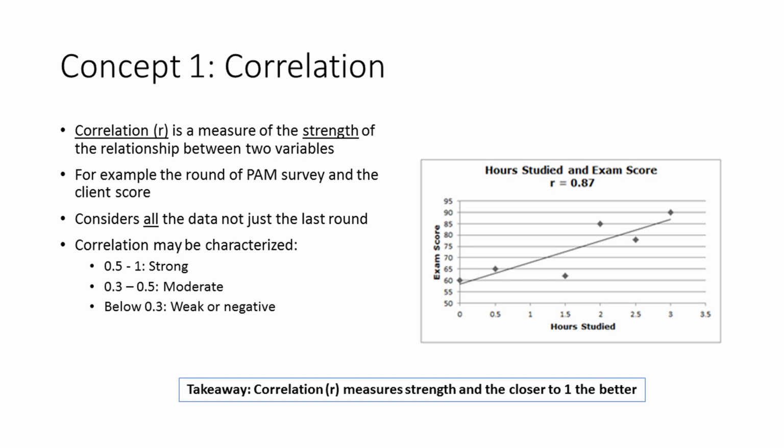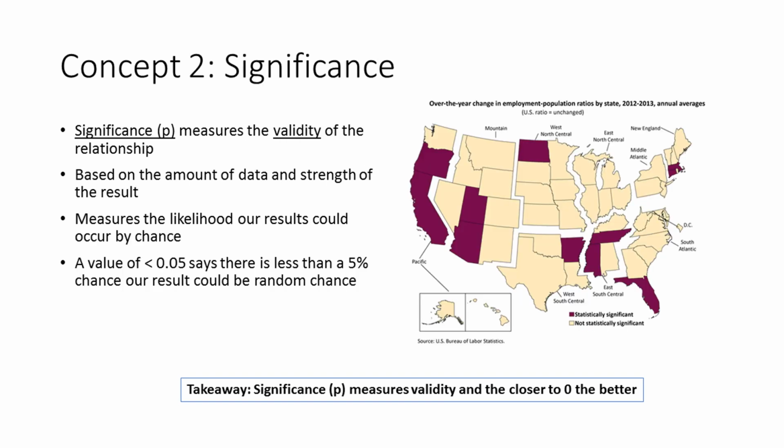Now, there's another concept we have to tackle, because even with a strong correlation like this 0.87, we may be overvaluing a small sample. We can see that's quite possible with just 6 data points in this graph. So the second concept we need to get comfortable with is significance. Where correlation measures the strength of the relationship, significance, conveniently abbreviated as P, measures the validity of the relationship. This is a function both of the amount of data and the strength of the result.